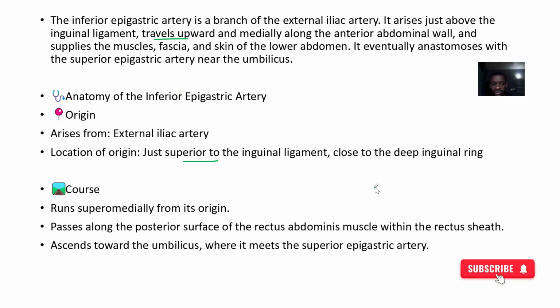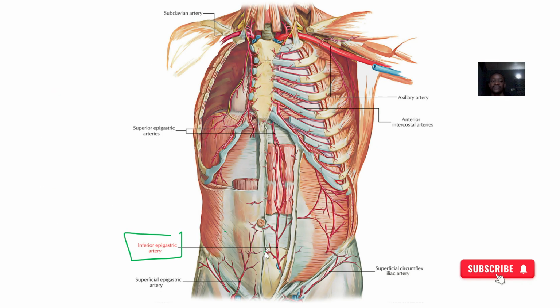Okay, so course, we say that it runs superomedially from its origin. It passes along the posterior surface of the rectus abdominis muscles within the rectus sheath, ascends towards the umbilicus, where it now meets the superior epigastric artery.